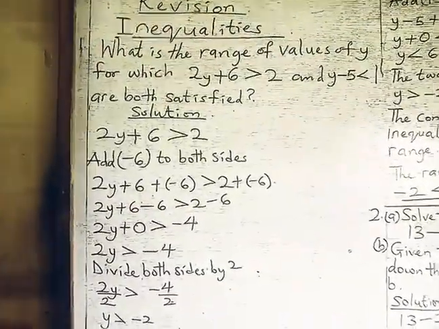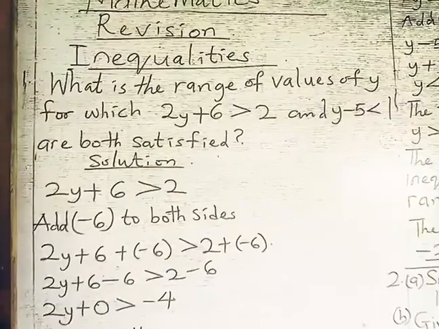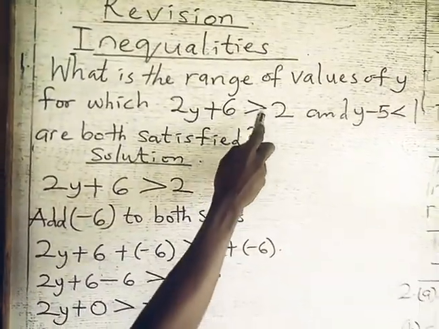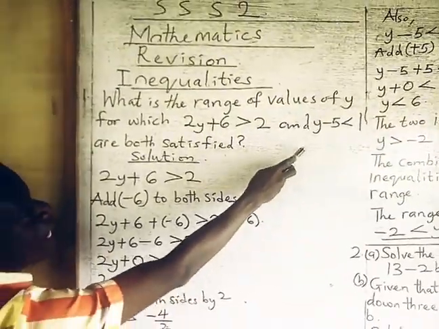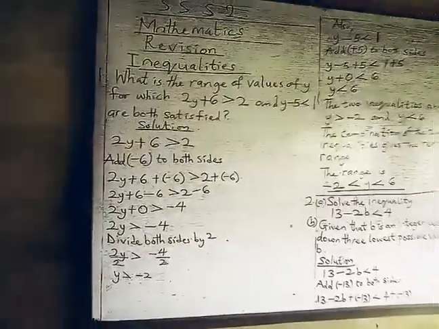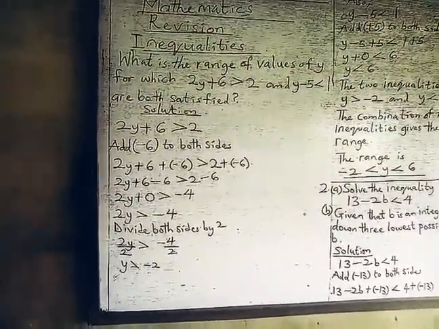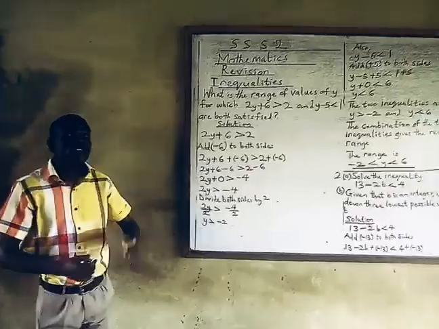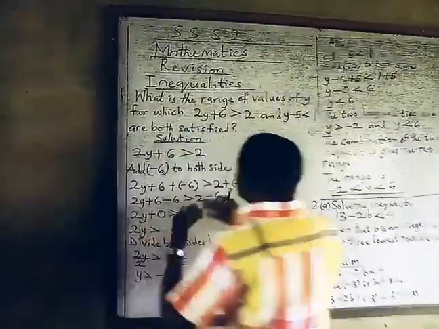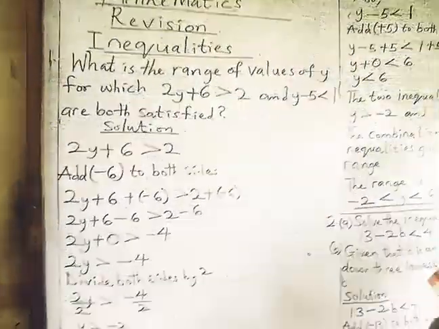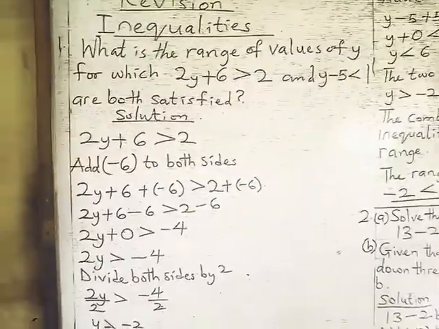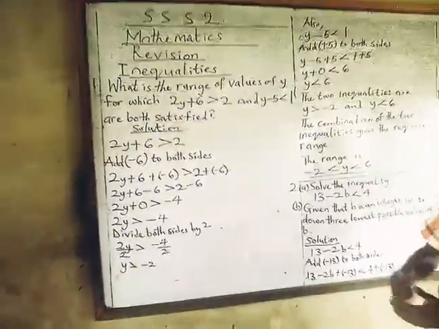Question 1 says, what is the range of values of y for which 2y plus 6 is greater than 2 and y minus 5 is less than 1 are both satisfied? Dear students, you will notice that you have two inequations put together, and you are to marry the two together and ensure that you show a range of values at which that rule is satisfied. Now let's see how it goes.